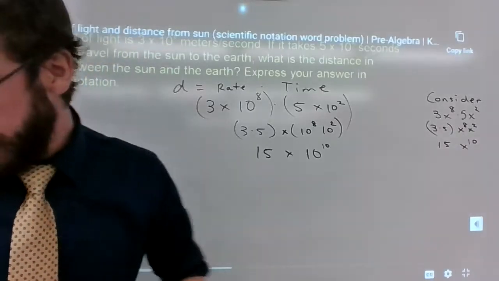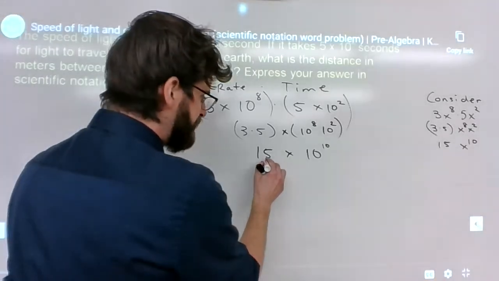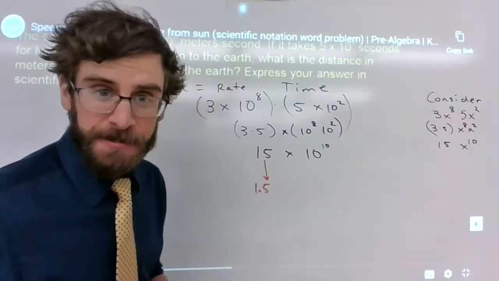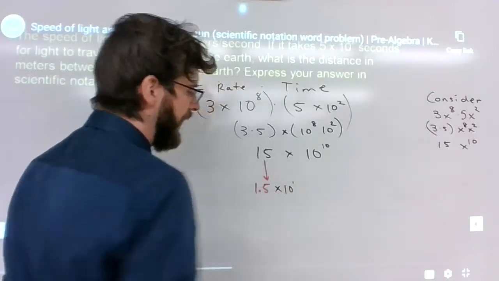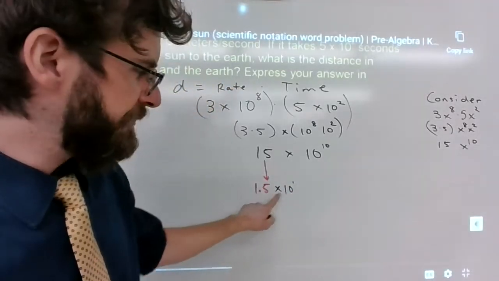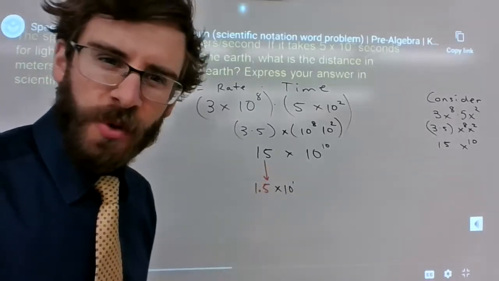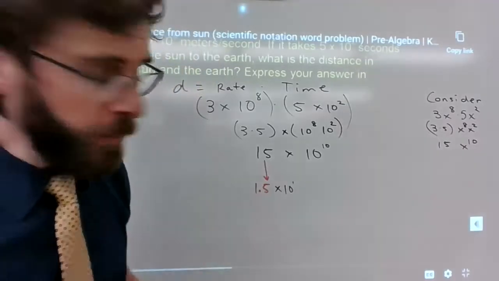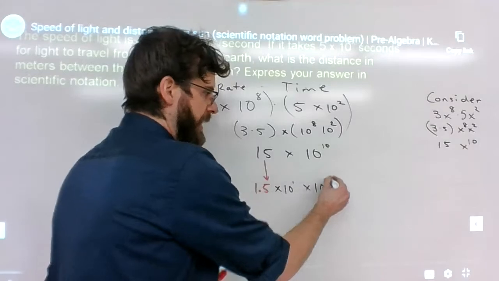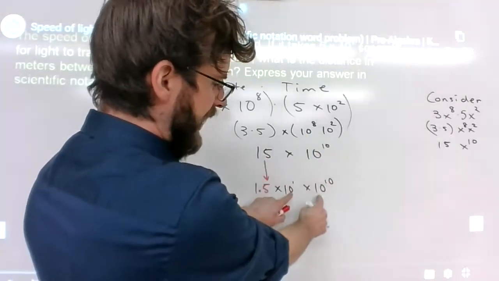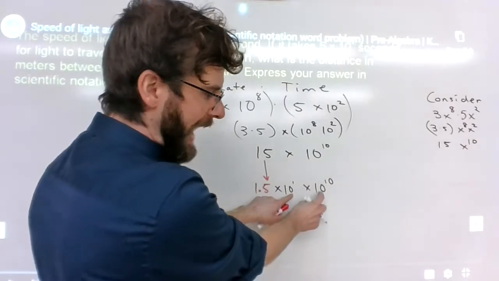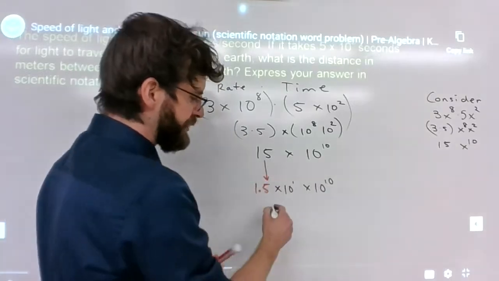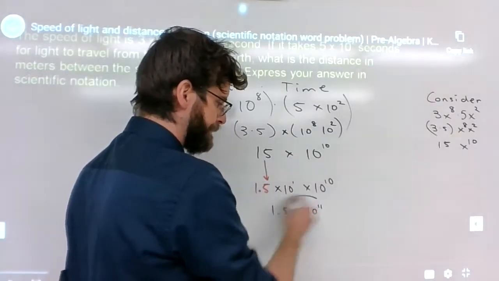So what you would do is you'd say 15 is the same as 1.5 times 10 to the 1 power, right? 1.5 times 10, that gives me 15. So all I'm doing is rewriting it as a coefficient that's between 1 and 10. And then I have a very similar situation to what I had here, where if I'm multiplying 2 powers of the same base, they both have 10s, I add the exponents. So my final answer on this one would be 1.5 times 10 to the 11th.